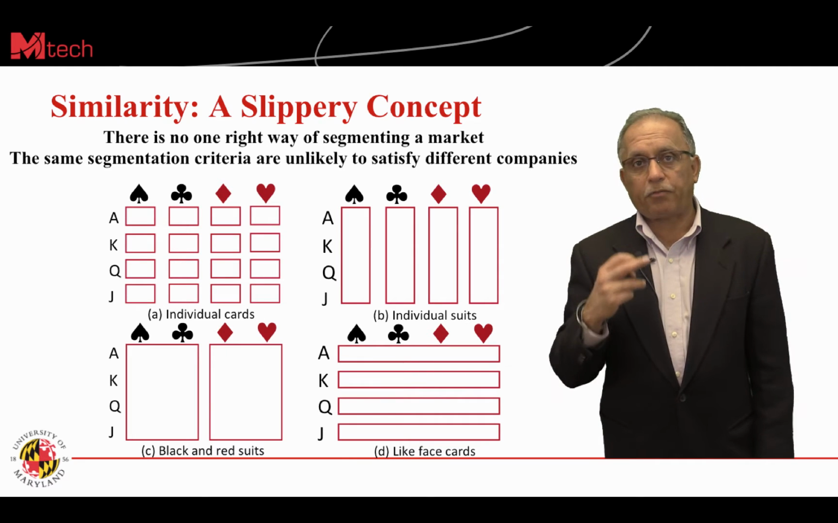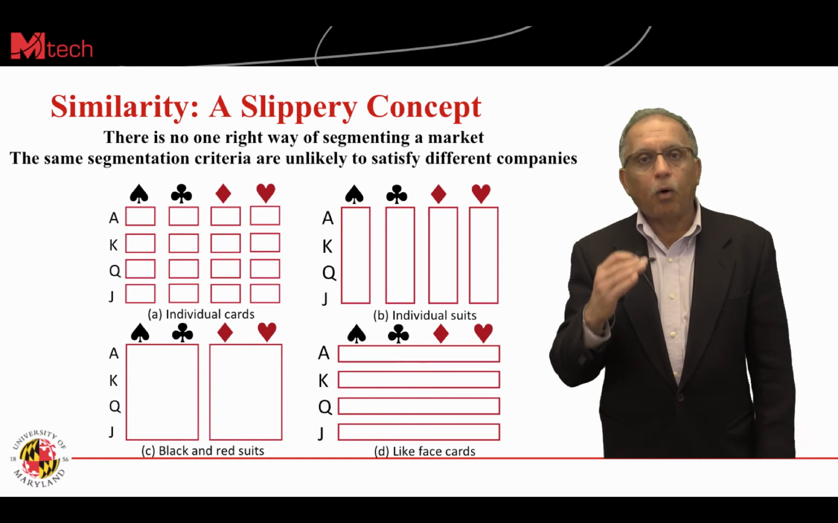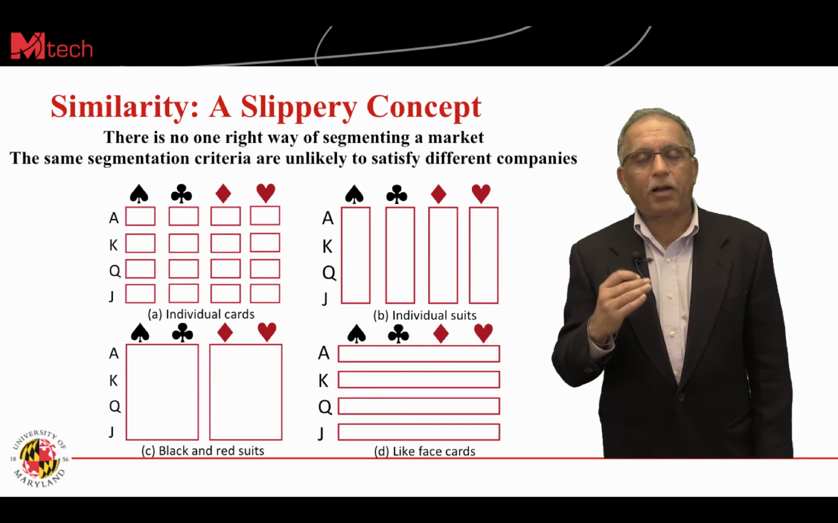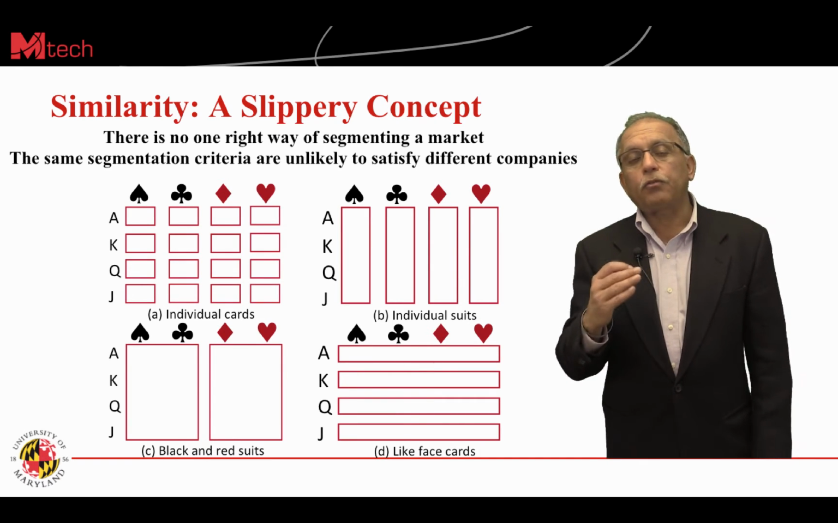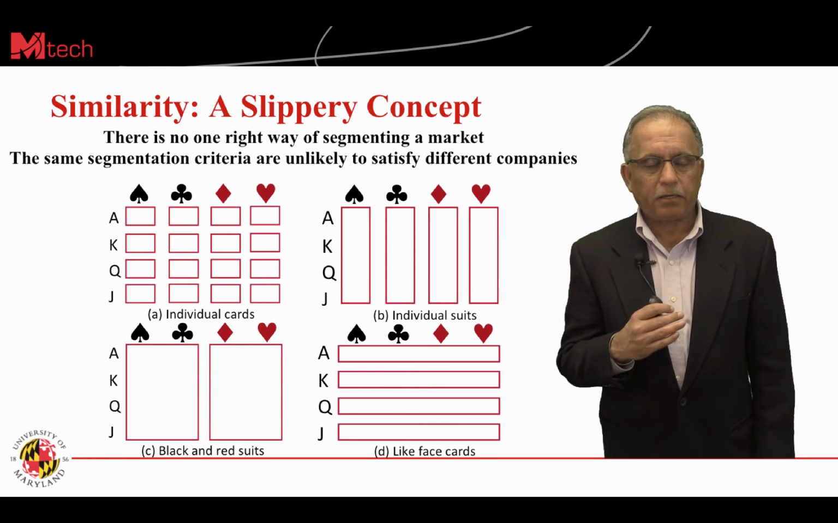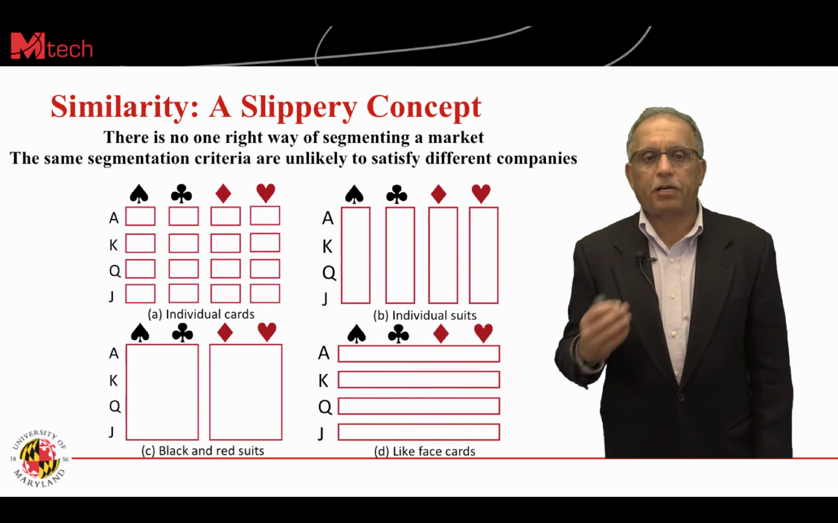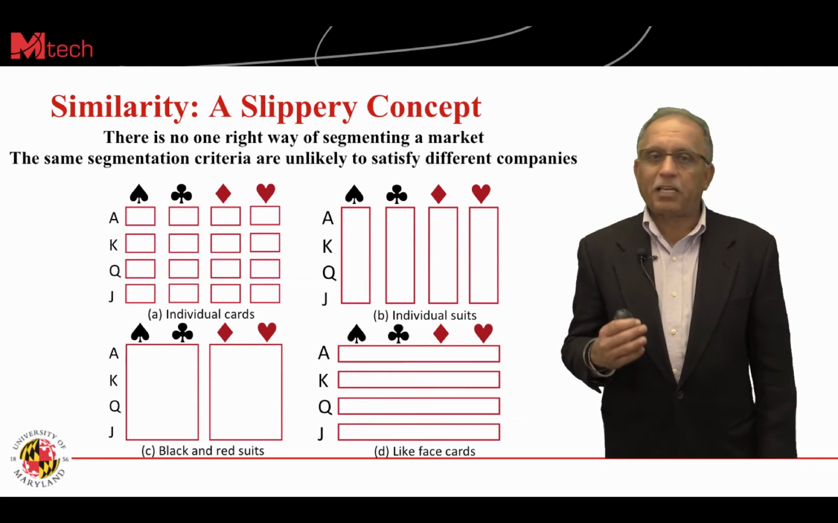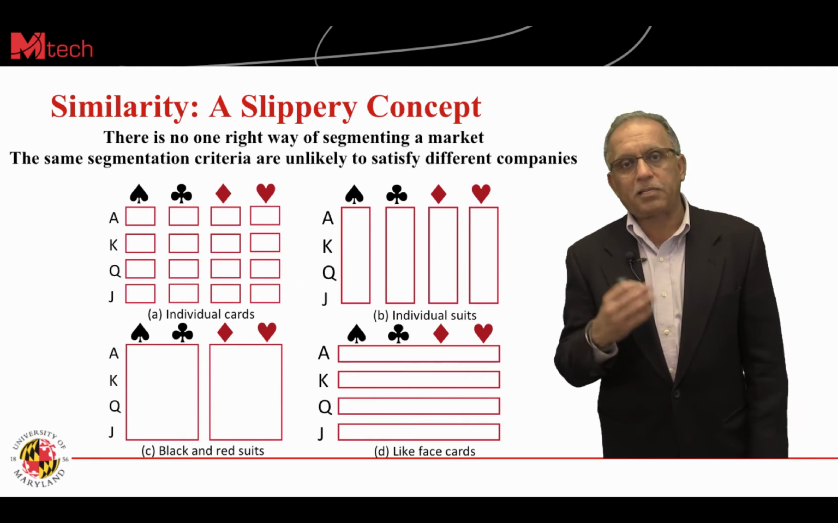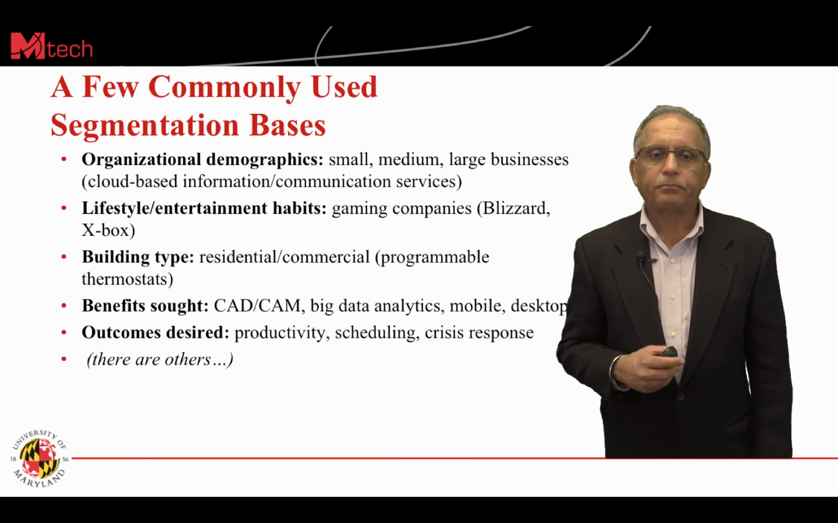You may want to stratify the 52 cards by face value. Why? Because aces are higher than kings. They have more value. Kings have more value than queens, etc., etc. So now you're going to stratify it into 13 segments. Which one's right? Which one's wrong? Here is the issue. Both are right. There is no such thing as right or wrong. And the same segmentation criteria is unlikely to satisfy different companies. So different companies will select different segmentation criteria depending upon what meets their needs.